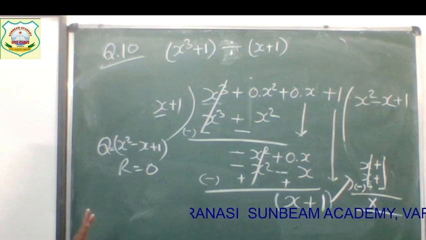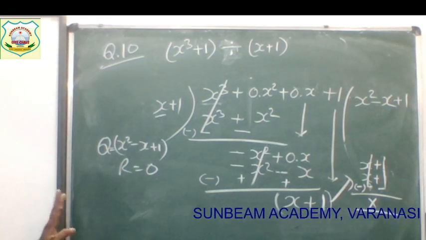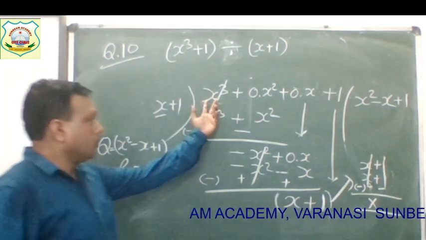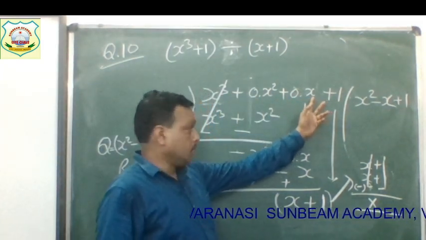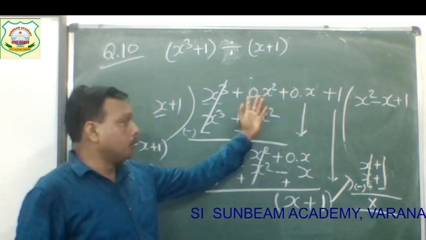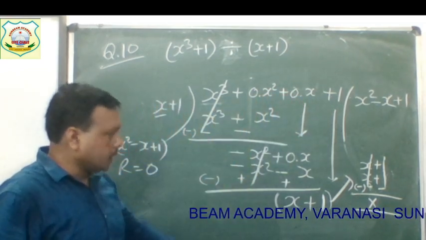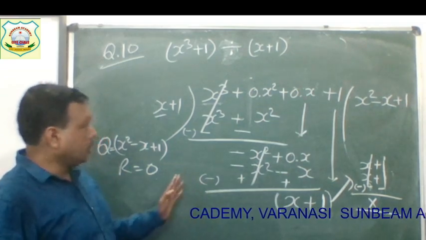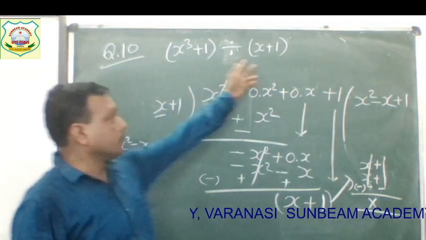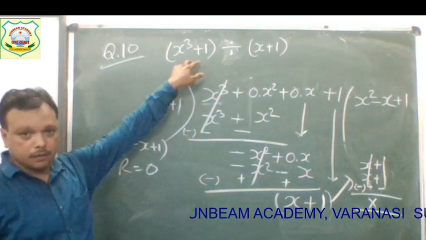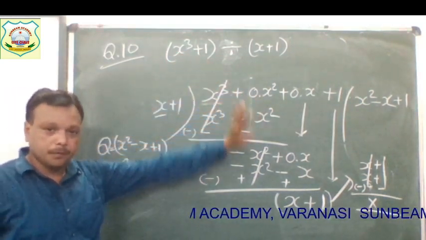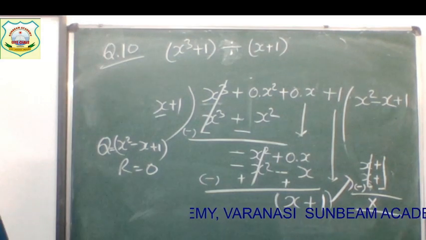Students, hope everyone understood how we have done it. First of all, we write it in decreasing order with the 0 for the missing terms. Then both values help you, and we can easily divide this. So whenever you see such a question, always take whatever value is missing as a 0 form. Clear? So students, do the homework.